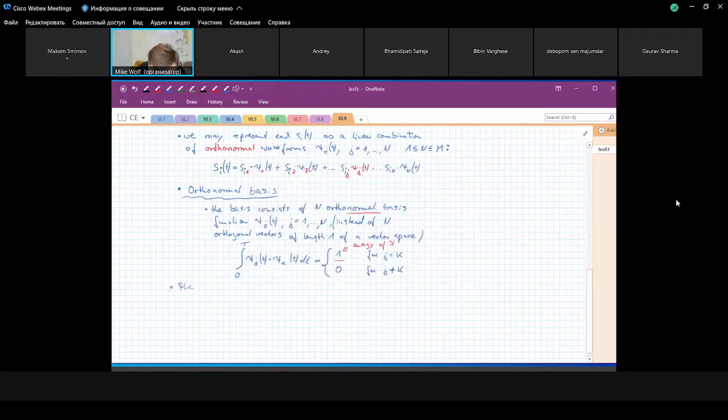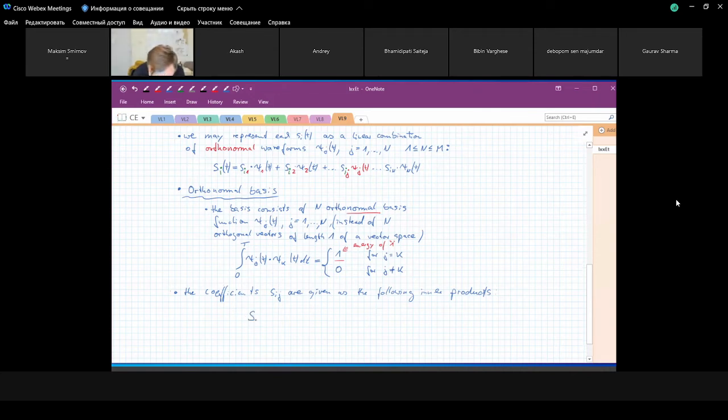The coefficients Sij, which you see here, signal i, basis function j, are given as the following inner products. So usually we have to calculate them. Inner products. So they need to be calculated.